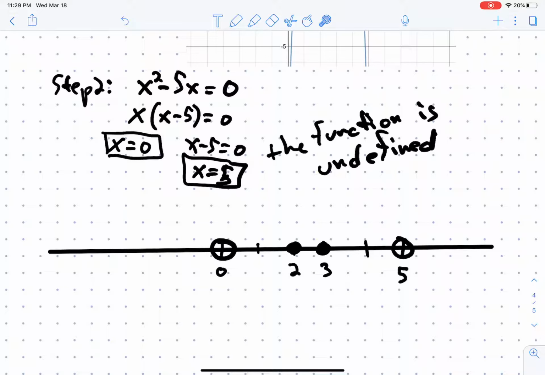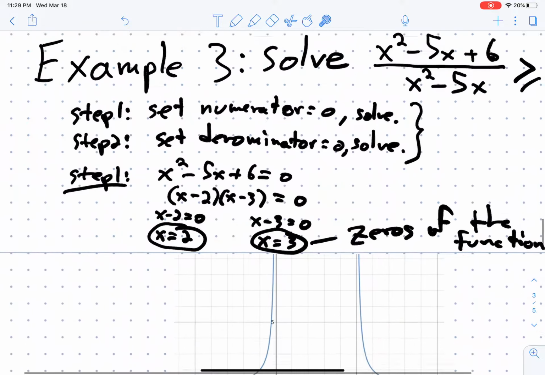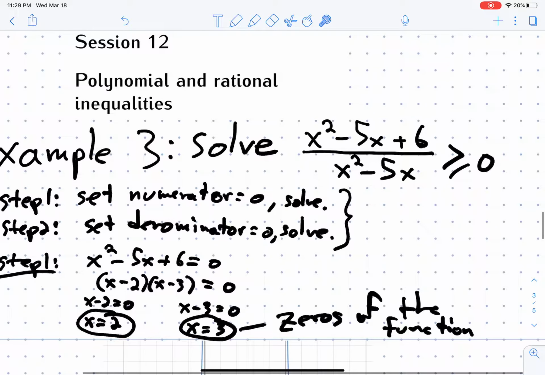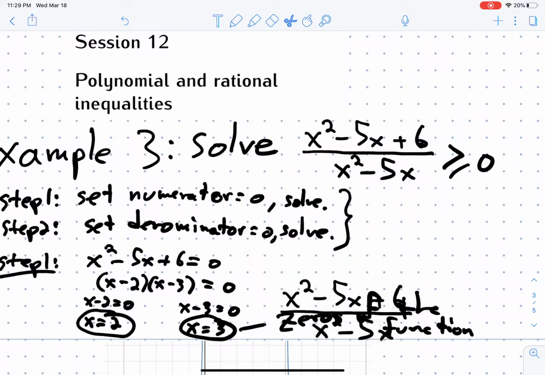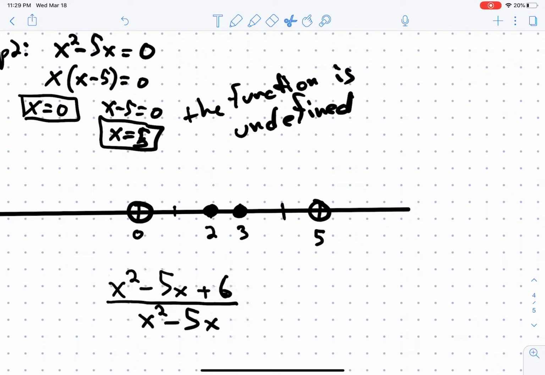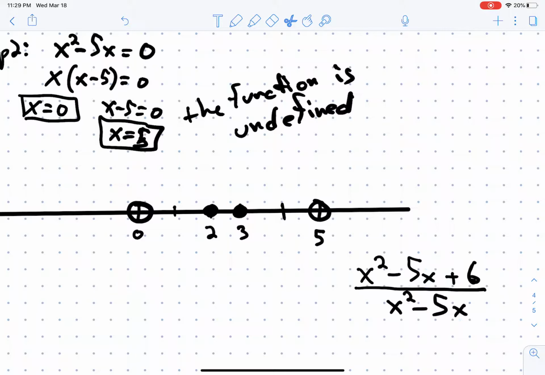What are we going to do? We're going to test each one of those intervals and determine whether the original function, the entire fraction, is positive or negative there. Let's make a copy of this and bring it down below where we can see it. So this guy, this is our function.